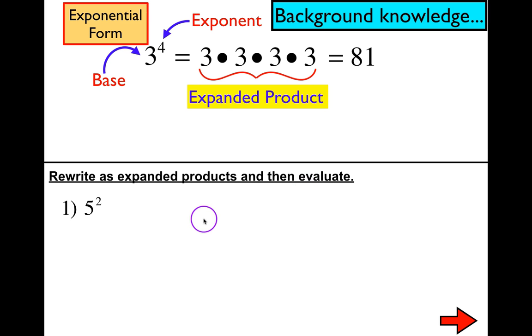Here in the instruction, it says rewrite as expanded products and then evaluate. So for number 1, we have 5 squared. I'm going to take 5 and repeat it 2 times. 5 times 5 is 25. Here is your expanded products, and here is your answer evaluated.